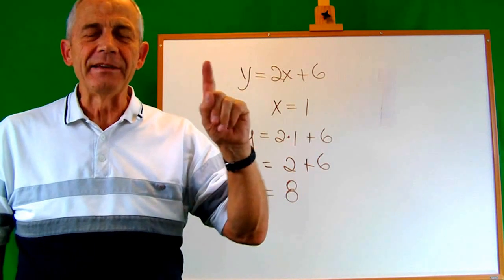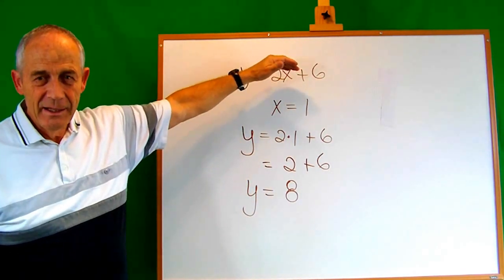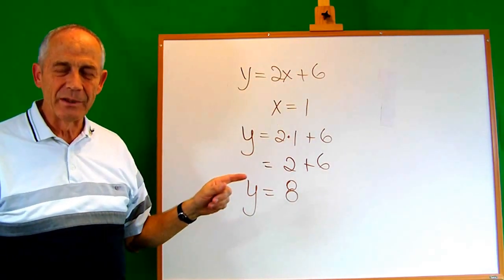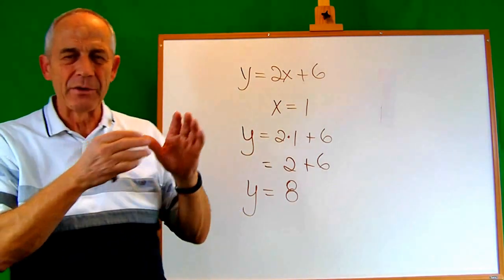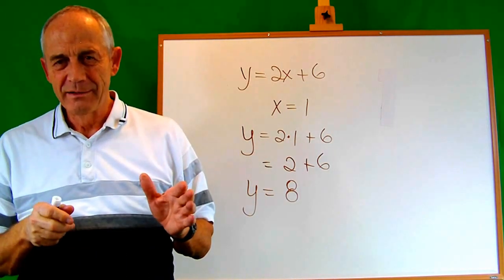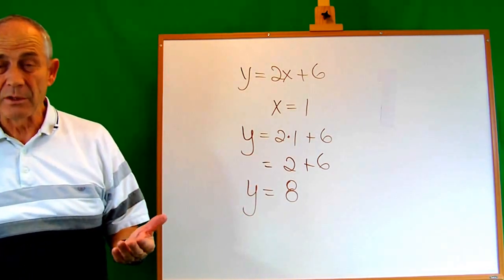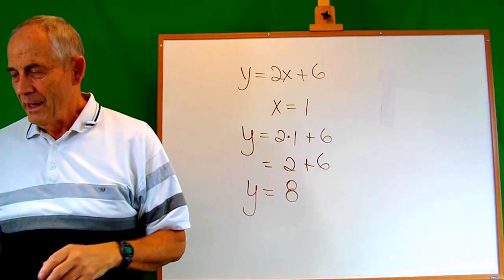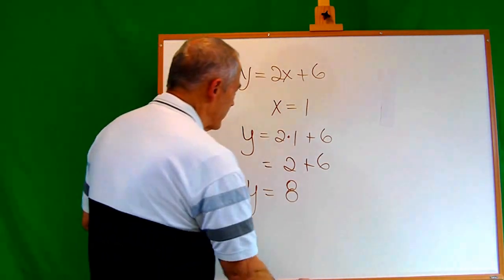8 is the only number that I could get to make this equation true when x is equal to 1. Those two numbers have to go together with this particular equation to make it work. So in this case, 8 is the thing that I was looking for. So I evaluated that equation for y.